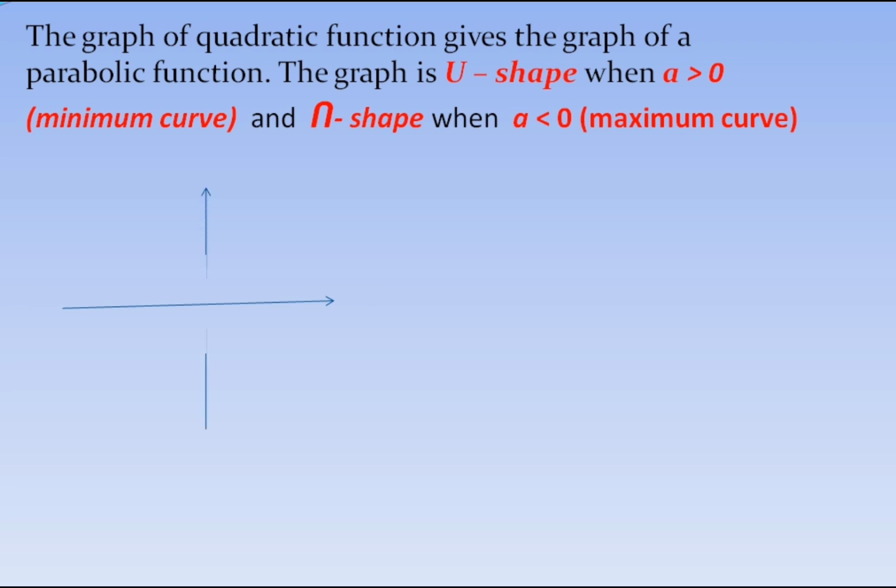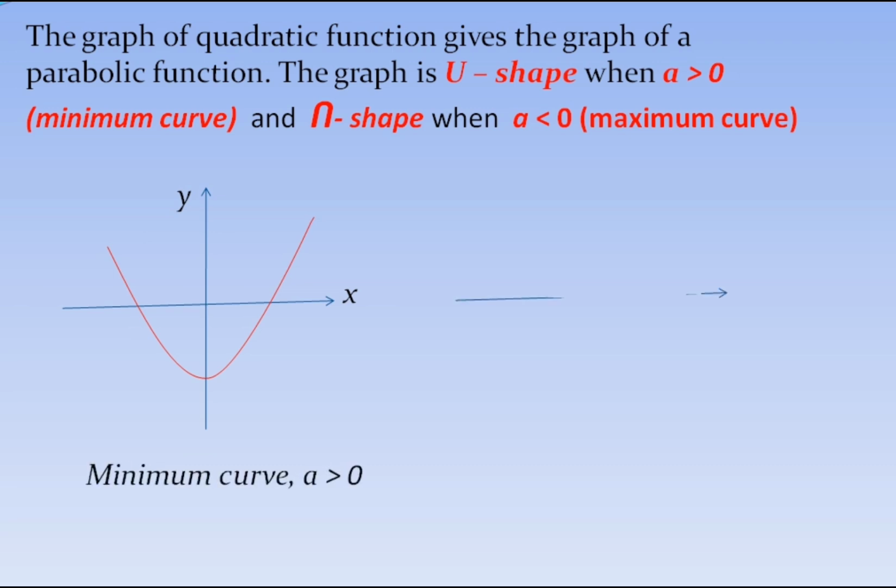Yes, so we have our x and y axis. Then we can talk about this curve. This is the U shape, and the moment you realize that you have a U shape like this, then what are we talking about? We are talking about a minimum curve, where a is greater than 0.